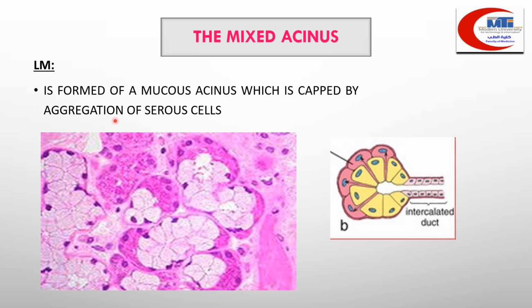Let's know the structure of mixed acinus. What is the structure of mixed acinus? As we see in this picture, mixed acinus is formed of mucus acinus capped by an aggregation of serous cells. They call it serous demilune. Mucus acinus capped with aggregation of serous cells.